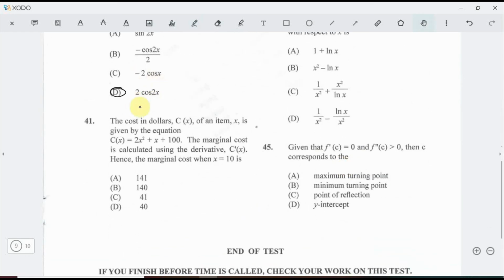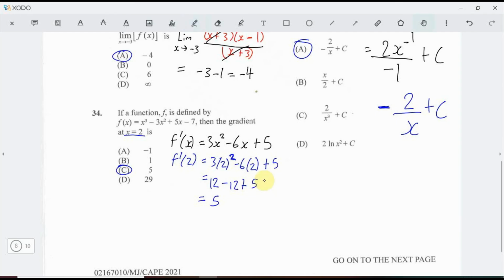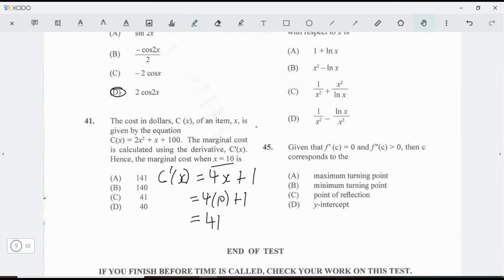Number 41 says the cost in dollars, C of x, of an item is given by the equation 2x squared plus x plus 100. The marginal cost is calculated using the derivative. Hence, the marginal cost when x equals 10 is, so first find c prime of x. That will be 4x plus 1. Then we need to plug in x as 10. So that's 4 times 10 plus 1, which is 41. Option C. Very easy.